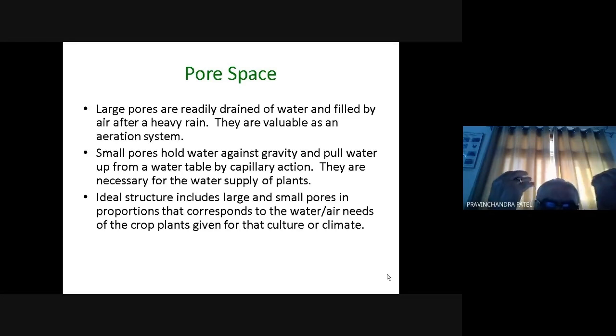So when large pores are present in sandy soil, then there is no advantage. When there is a clay soil which contains small pores, then there is a disadvantage. But the ideal structure is that there will be equal proportion of large and small pores that correspond to the water and air needs of the crop plant. So as and when the plant requires, we will supply the water and air, and we are getting higher crop production.